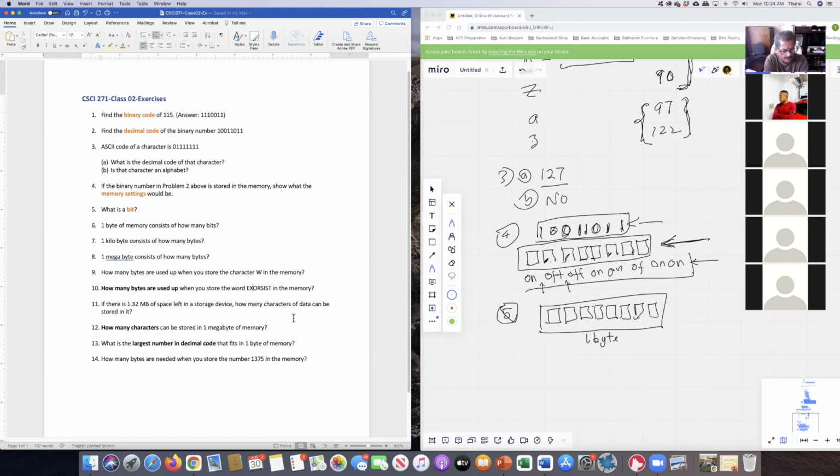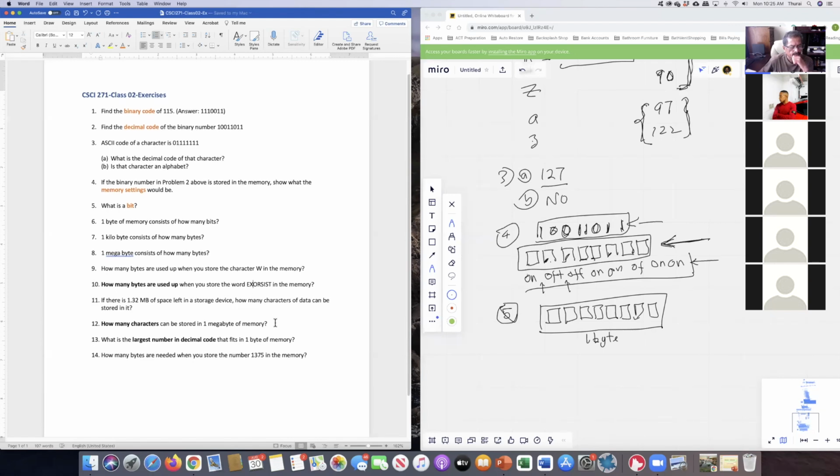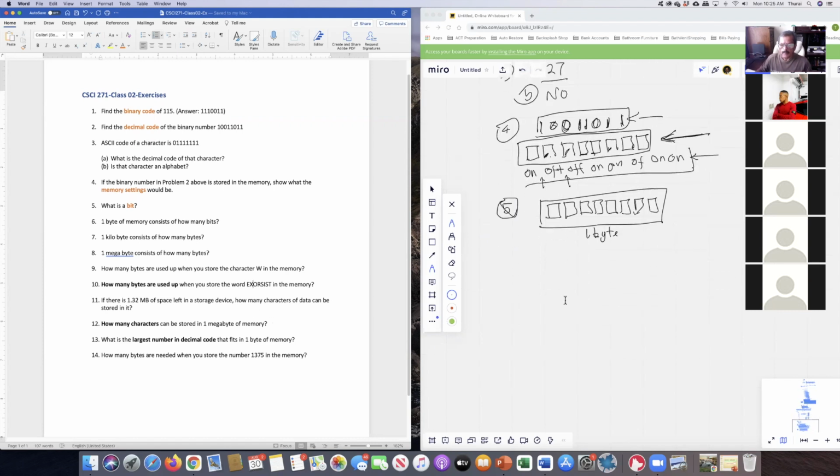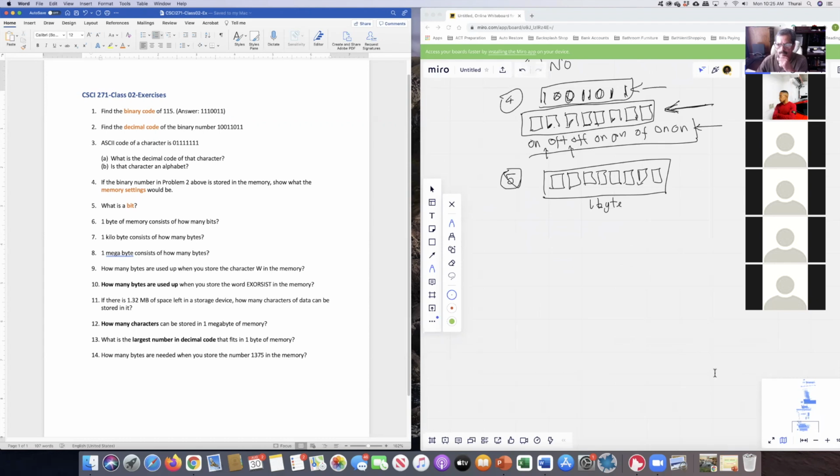So if there's a storage device, such as a hard disk, that has 1.32 megabyte of space left, how many characters of data can be stored in it? Now, remember, when they ask you how many characters, you have to provide a whole number answer, like 2,000, 5,000, whatever the whole number is. Do not give a fractional answer. So how many characters can be stored in this memory? Anybody has an answer?